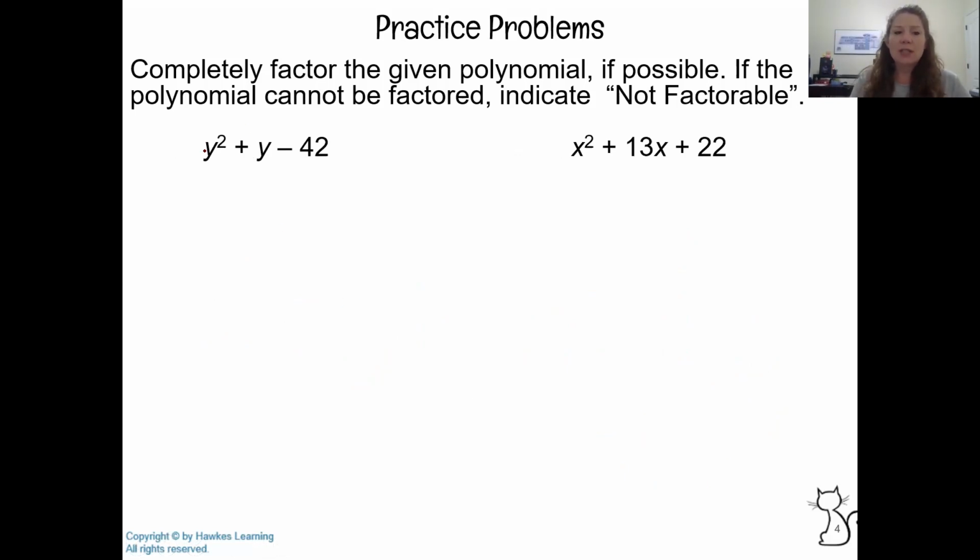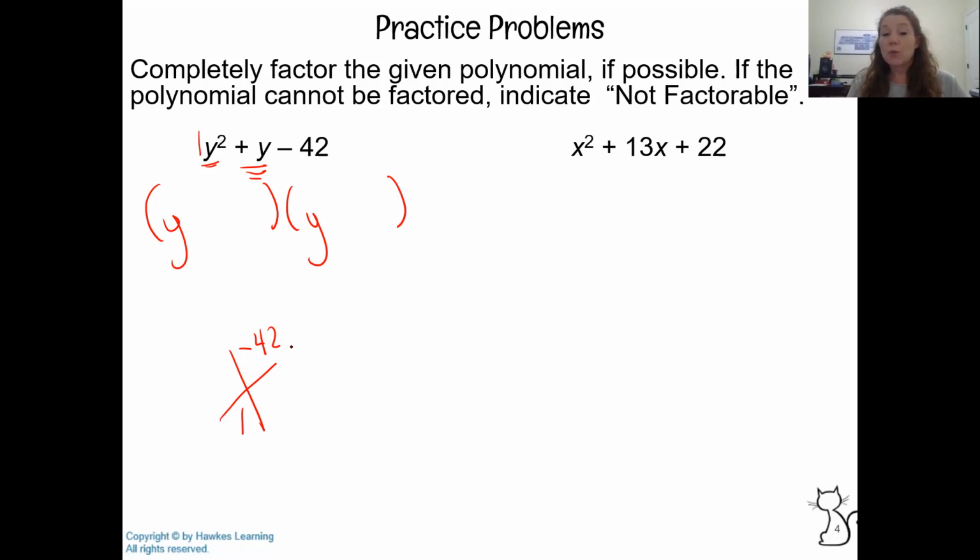All right, so now, since we have a coefficient of 1 for letter A, we're going to go ahead and do two sets of parentheses. We're going to distribute y squared, which is y times y. Now we want two numbers that give us a product of -42 but a sum of +1. So think of the factors of 42. We have 1 and 42, 2 and 21, 7 and 6, right?